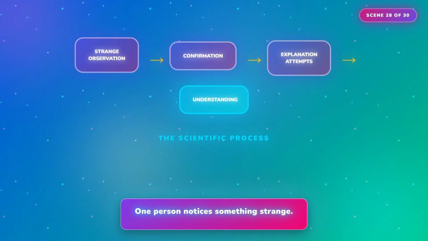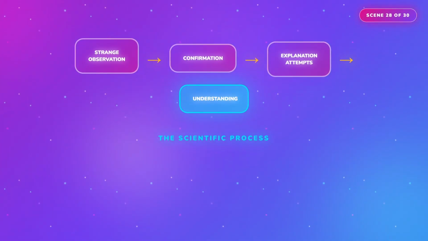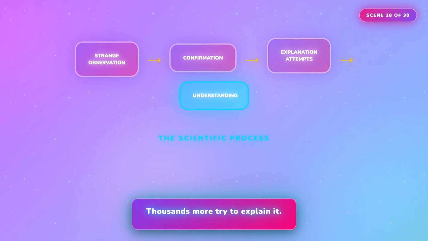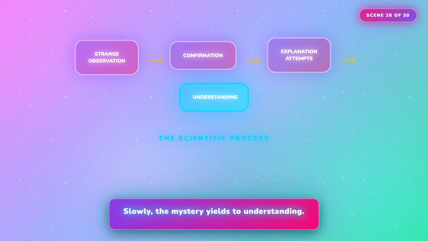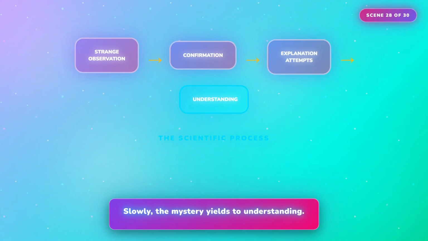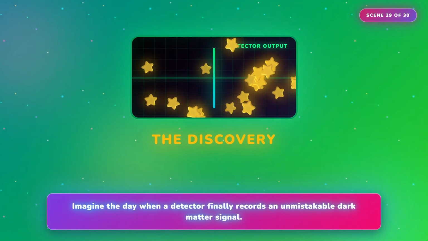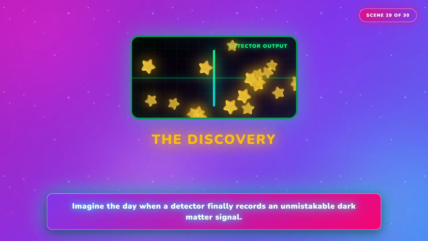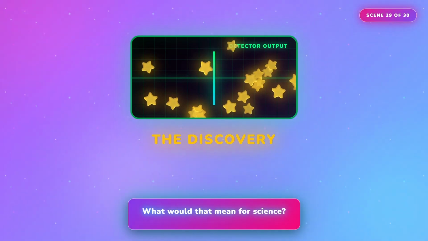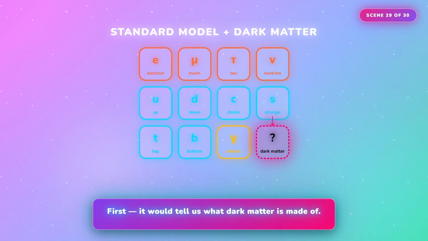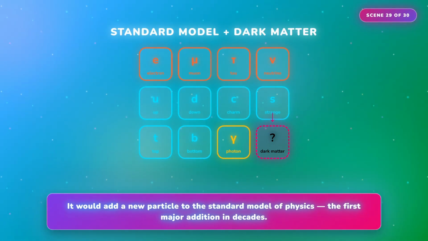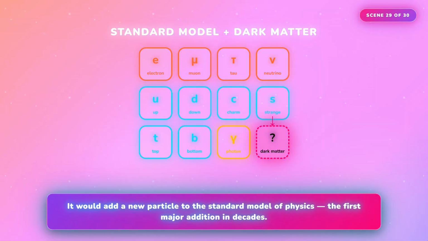This is how science works. One person notices something strange. Another confirms it. Thousands more try to explain it. Slowly, the mystery yields to understanding. Imagine the day when a detector finally records an unmistakable dark matter signal. What would that mean for science? First, it would tell us what dark matter is made of. It would add a new particle to the standard model of physics, the first major addition in decades.